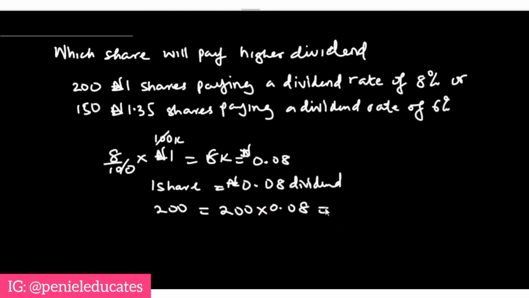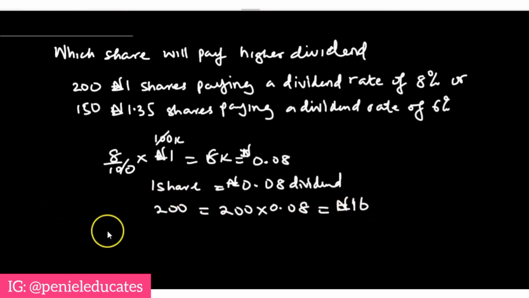So 200 shares will give us 200 multiplied by 0.08, and that will give us 16 naira. So 200 shares will give us 16 naira.